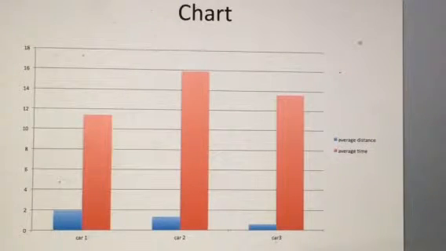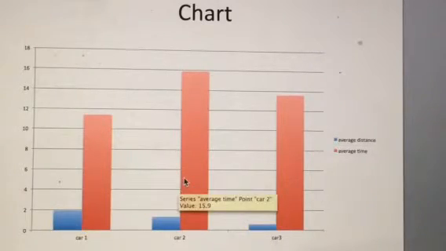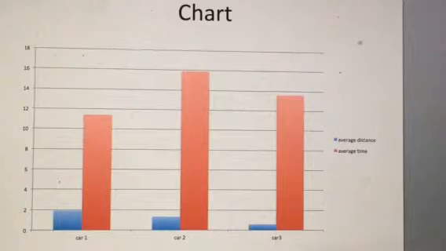This chart shows the relative average distance and average time for each car. The blue represents the average distance for car 1, car 2, and car 3 over their 3 trials. The average time can be seen in red for car 1, car 2, and car 3. This is the average of the 3 trials done on each car.